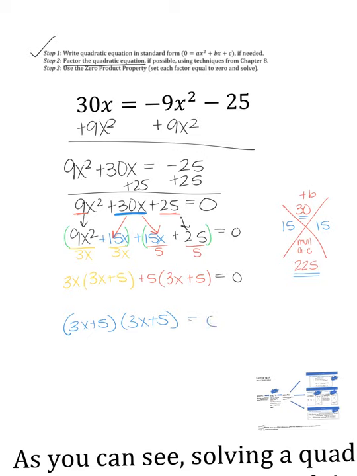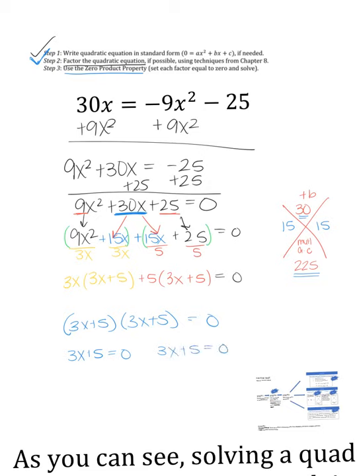all equaling 0. My final step up from the beginning is to use the zero product property to set each factor equal to 0 and solve. Well, because these 2 terms both multiply to give me 0, I know either the first term equals 0 or the second term equals 0.